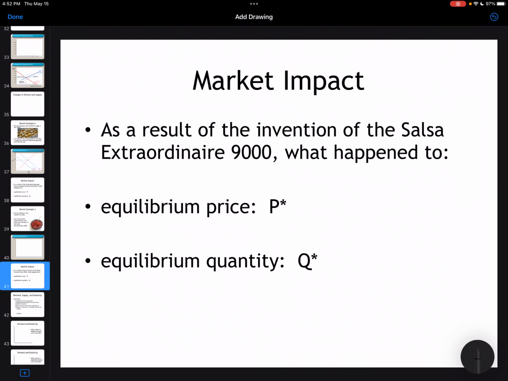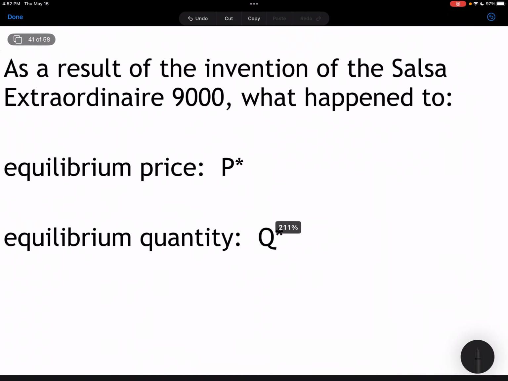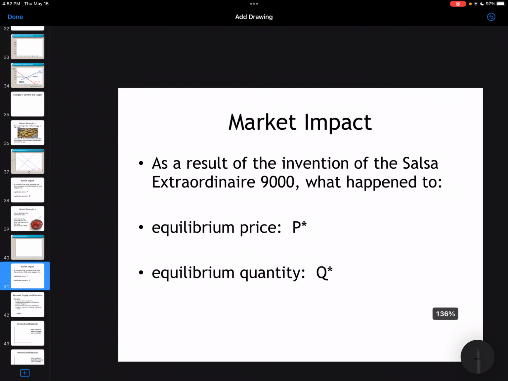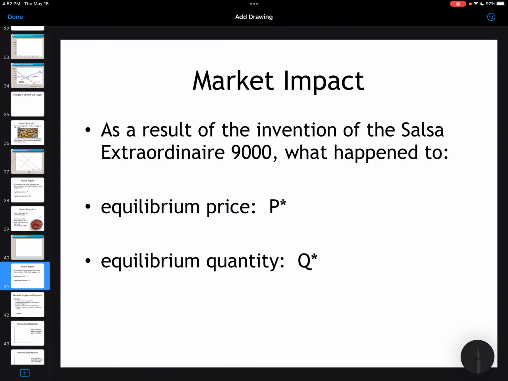So as a result of the invention of the Salsa Extraordinary 9000, what happens? Well, our equilibrium, whoa, that's too much of a zoom. Equilibrium price, what is going on with my iPad? May I approacheth the iPad? Okay, equilibrium price is going to decrease, right? This is what our diagram tells us. But the quantity is going to increase. Okay? And so there we go.